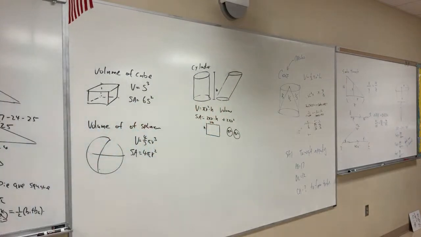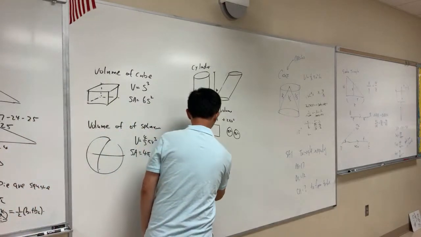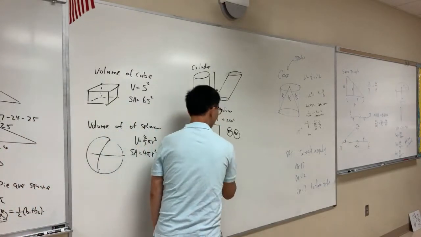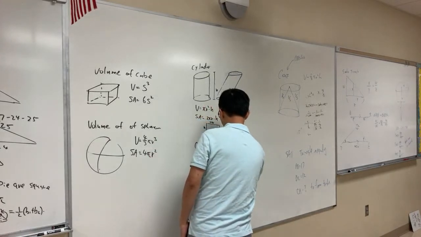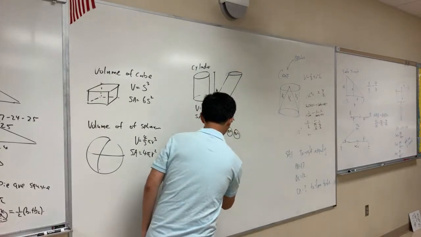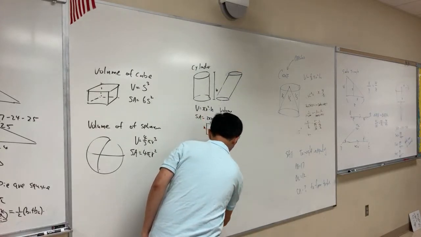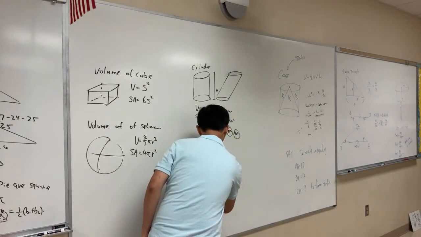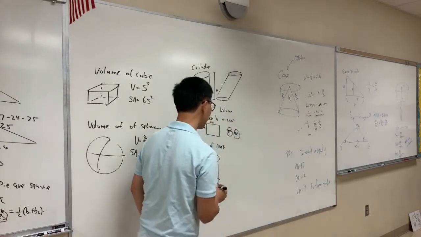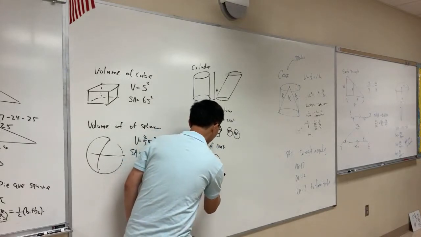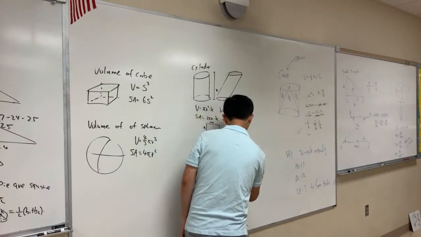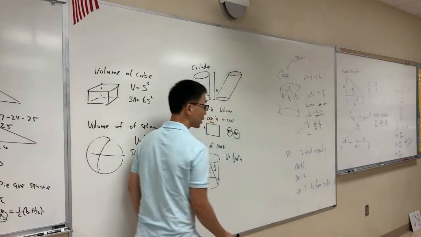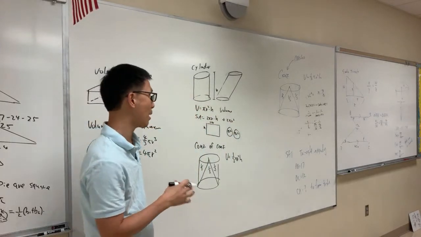Okay, now how do I remember the volume of a cone? The nice thing is, if you have a cylinder, we know it's pi r squared times h, right? So if I have a cone within the cylinder, let's roughly take it one third, one third, and one third. Therefore, the volume of a cone is going to be 1/3 pi r squared h. You don't need to worry about the surface area of a cone because we're not going to test that.